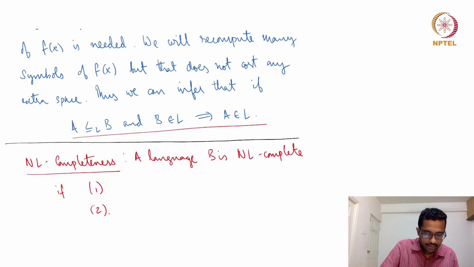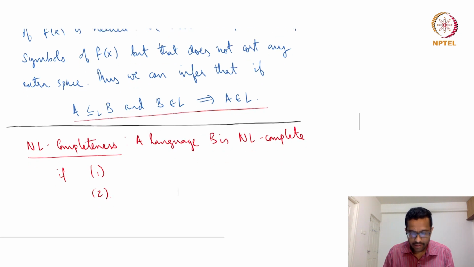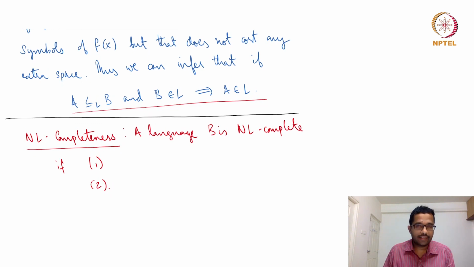So that is why this reduction makes sense. Again, this is what we would like to have, and that property is indeed there. Now let us define NL completeness, having seen the reduction, the logarithmic space reduction, and the fact that this reduction is sensible.